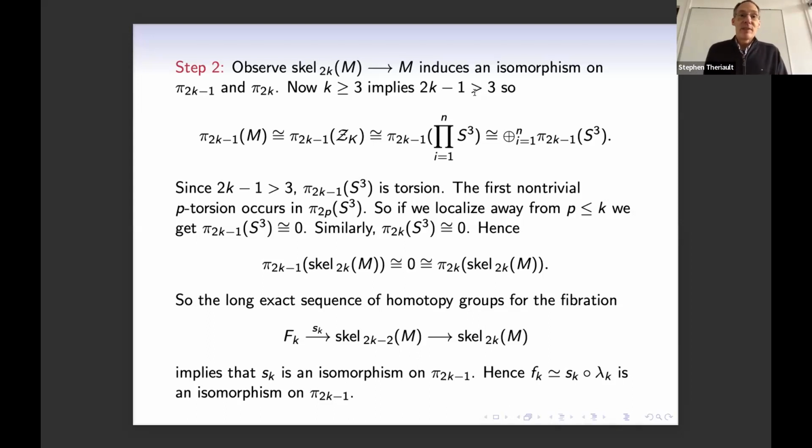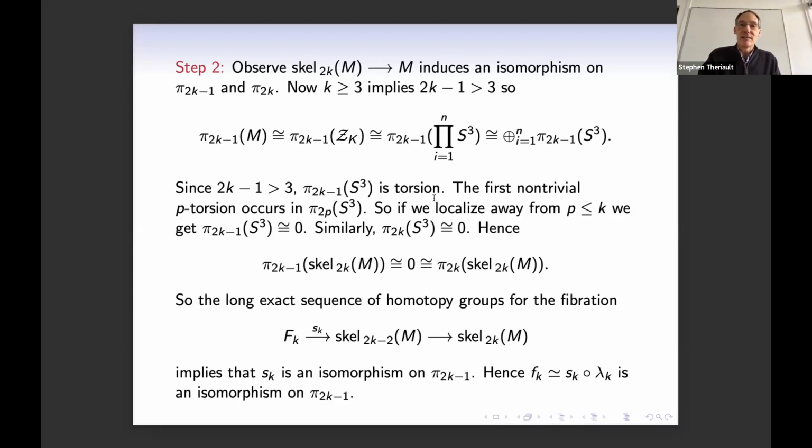Again, because k is bigger than or equal to three, pi 2k minus 1 of S3 is all torsion. The only Z summand in the homotopy groups of S3 occurs in dimension 3. And more than that, we can describe the kinds of torsion that show up. It goes back to Toda that the first non-trivial p-torsion in the homotopy groups of S3 occurs in dimension 2p. So if you localize away from primes less than or equal to k, then pi 2k minus 1 of S3 is zero. And this is where the localization comes from, just to get rid of some torsion homotopy groups that are noise in some sense.